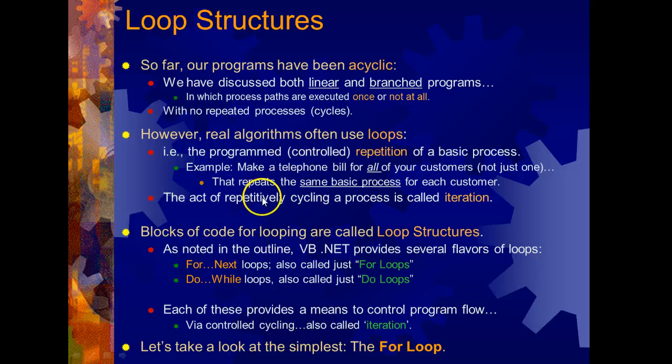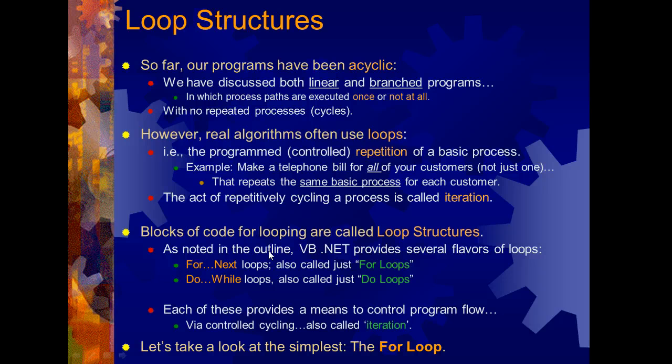The act of repetitively cycling a process is called iteration. So I was using that word, iteration. And next, blocks of code for looping are called loop structures. So we've seen two loop structures.